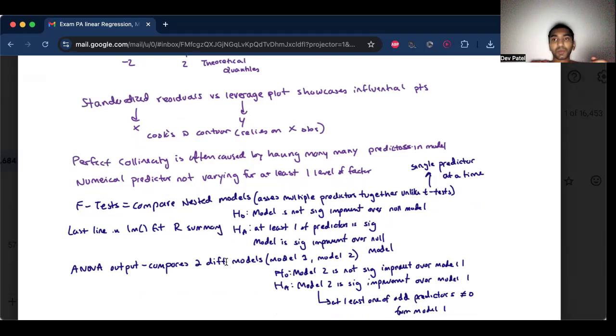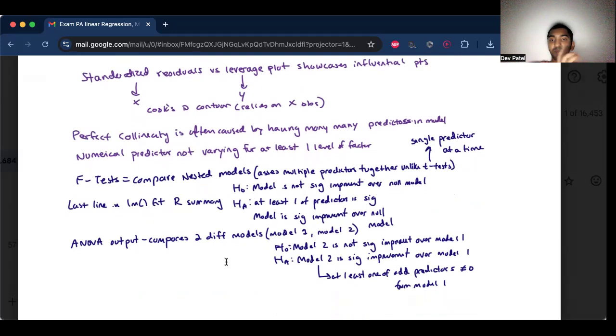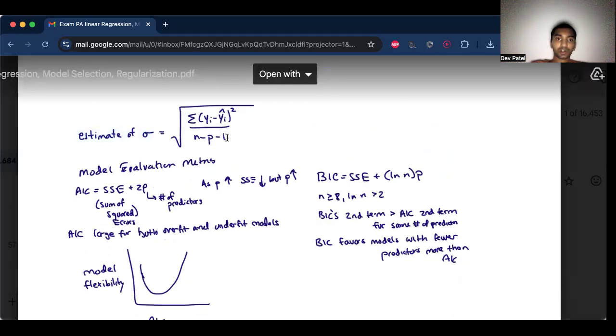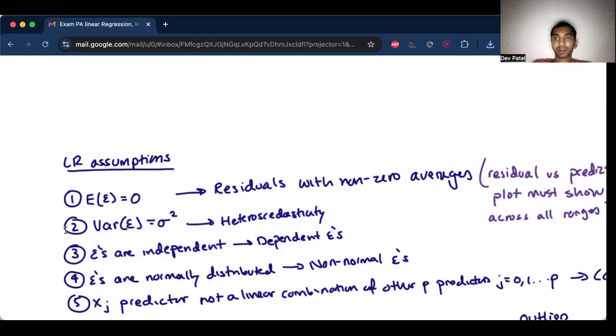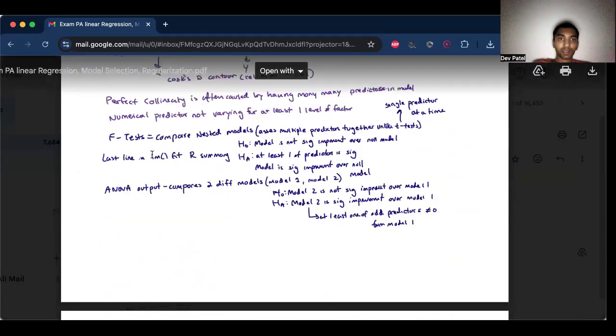Now what do we do when we want to compare multiple models, where we're not comparing to a null model or the intercept only model? If we have model 1 and model 2, we can use ANOVA output to determine if model 2 is a significant improvement over model 1. We can see the null and the alternate hypothesis, and if our p-value is less than 0.05, model 2 is a significant improvement over model 1, which means that at least one of the additional predictors in model 2 is not 0. So at least one of the additional predictors that model 2 has is contributing to determining the dependent variable. We also have the formula for sigma, the standard deviation of the error. That's how we can get an estimate for that.